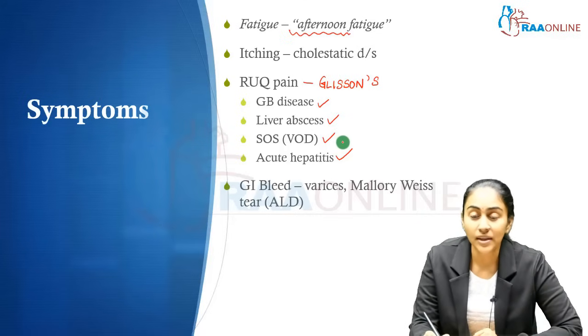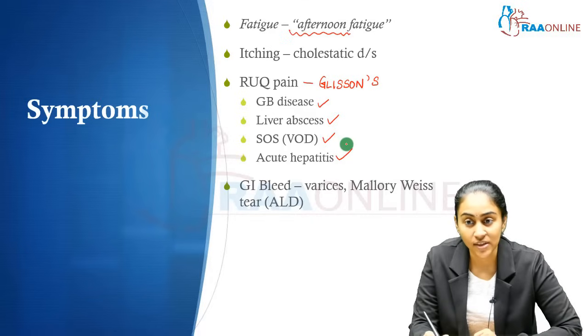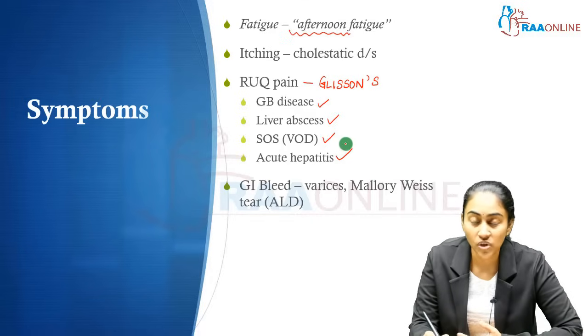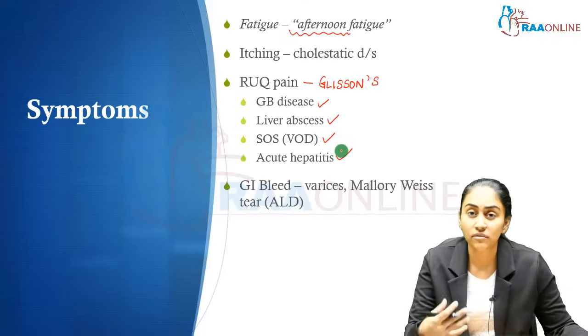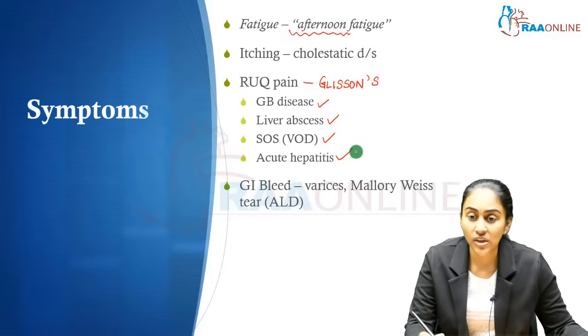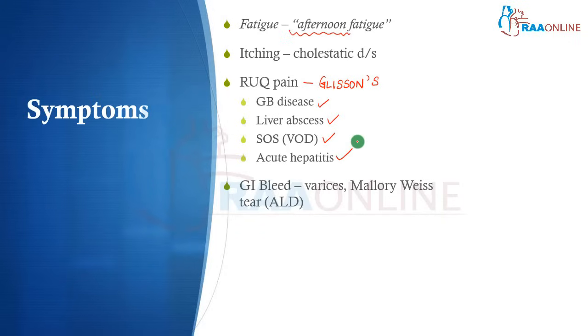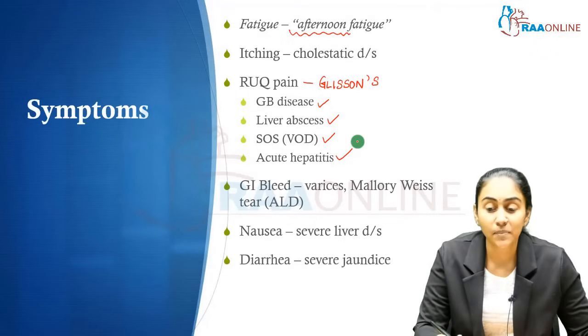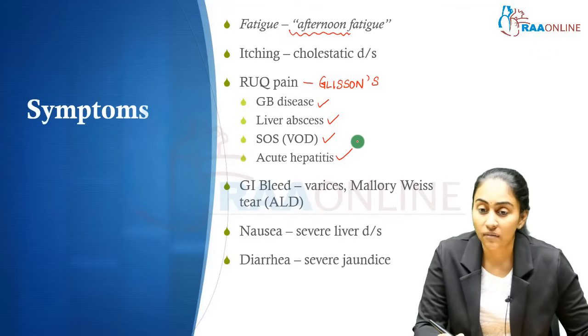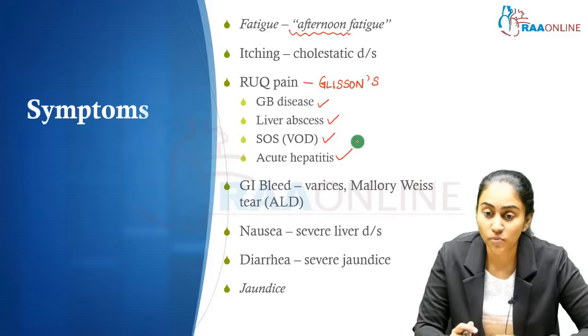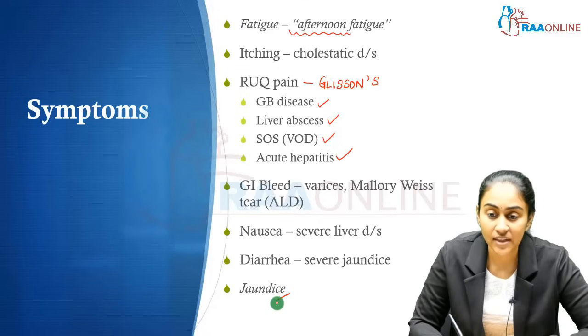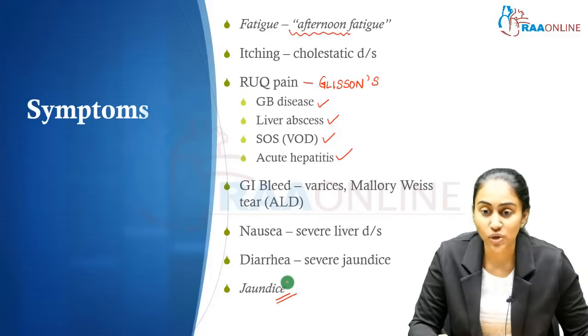Now, gastrointestinal bleeding may be the presenting feature in patients with liver diseases. So in such instances, consider either esophageal varices secondary to chronic liver disease, or it could be a Mallory-Weiss tear following a forceful vomiting, forceful retching, as is seen in a lot of patients with frequent alcohol consumption. Then nausea is again a symptom of severe liver disease. Diarrhea can be seen in severe jaundice because of bile acid malabsorption, and jaundice itself is an important symptom which localizes the syndrome to the liver. And so I will be discussing jaundice separately towards the end of this session.